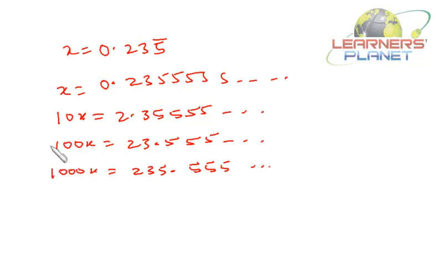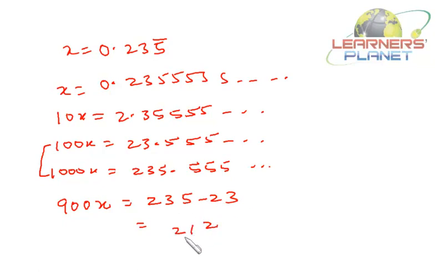I have got the sequence same in these two cases. Here it is 23.555, here it is 235.555. So what I can do is deduct 100x from 1000x. If I deduct 100x from 1000x, what I'll be getting is 900x. And here it is 235 minus 23. So what will it be? 5 minus 3 is 2, 23 minus 2 is 21. So x will be 212 by 900. Okay friends.